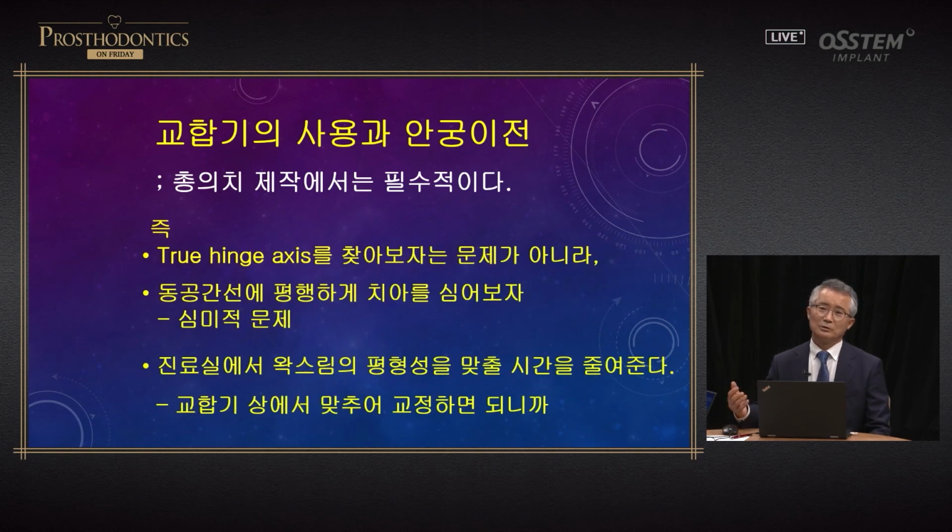But people say this is arbitrary and it's impossible to find the true hinge axis, but it's not about the true hinge axis. We need to align teeth parallel to the interpupillary line. This is the priority. This is an aesthetic issue. At chair time, you do not need to make significant adjustments on the wax rim. By using an articulator, you can simplify the process.